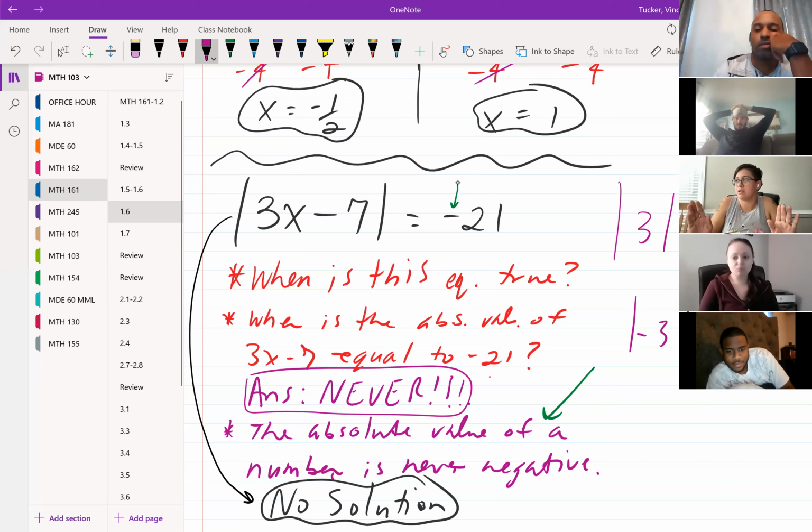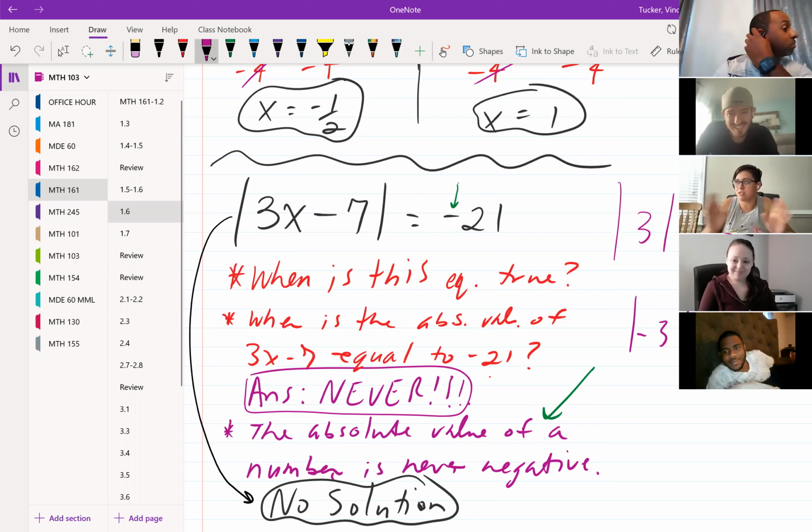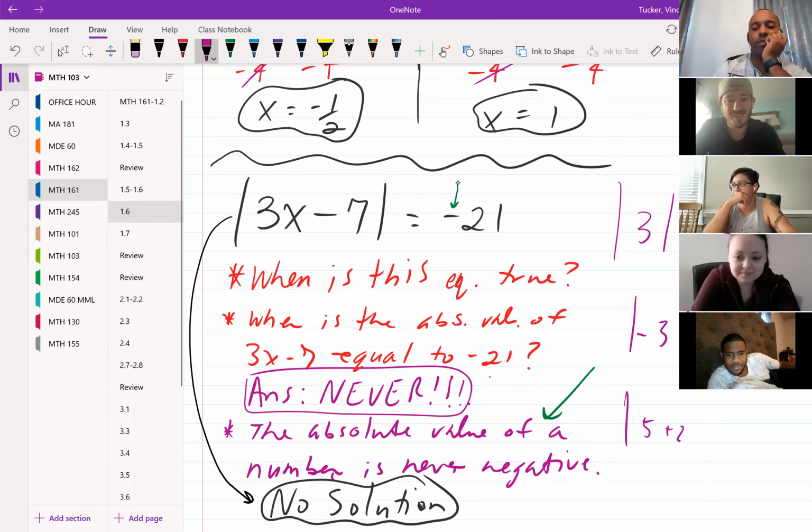Okay, and you said it ensures the positive result. When something is an absolute value, does that make it exempt from having to solve what's in it first, like whenever you have parentheses? Yeah, parentheses, yeah. If you had the absolute value of 5 plus 2, you would be expected to do that first. Okay. Yep. Got it.